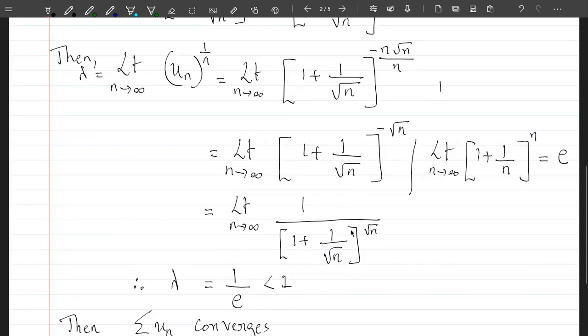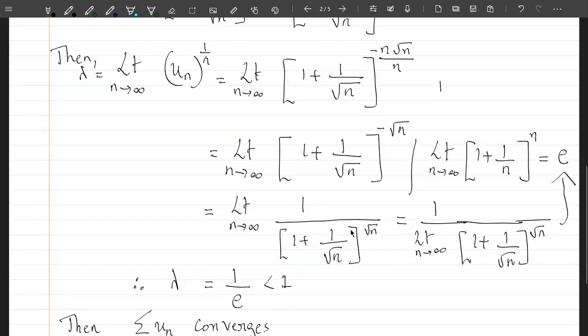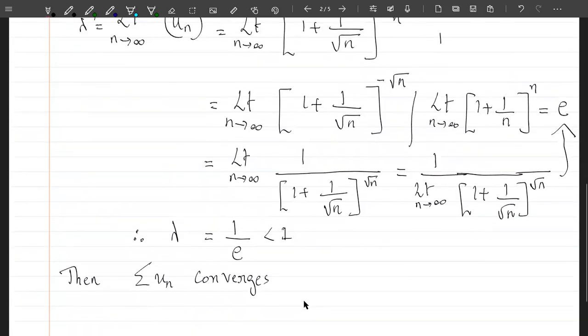So here what will happen is you get 1 divided by limit n tending to infinity of (1 plus 1 by root n) to the power root n. I have already given this formula over here. So if you use this particular formula for this denominator here, the limit takes a value e. So your value of the limit will be 1 by e, which is less than 1. So you can say that summation un converges.